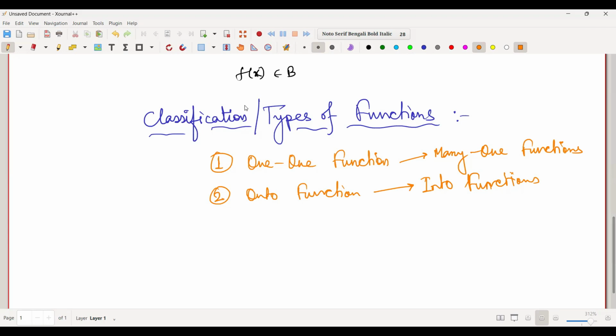So these are also called by other names. A one-one function is called an injection, an injective function, and an onto function is called a surjection or surjective function.